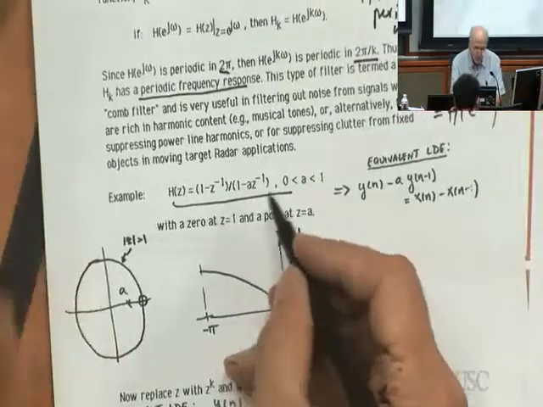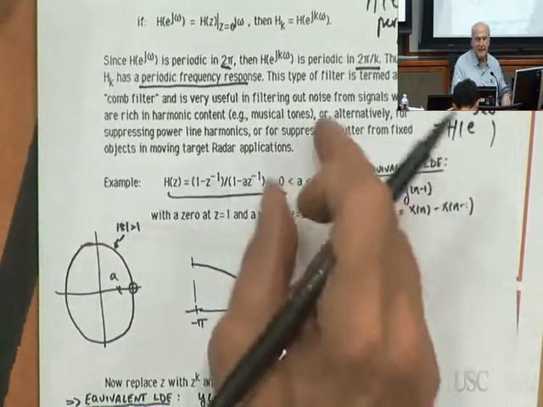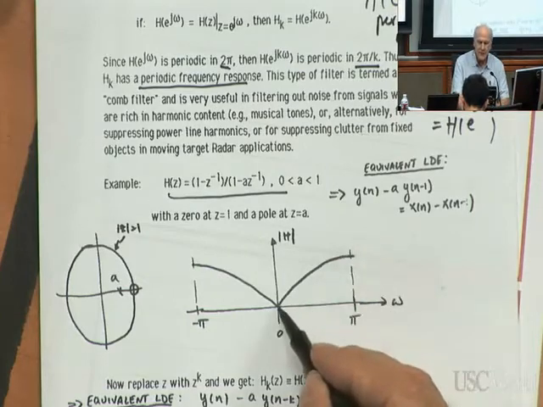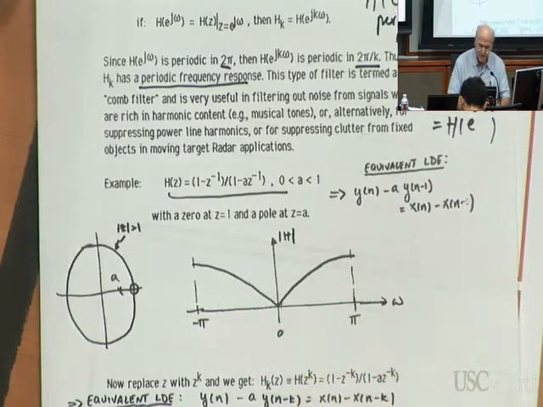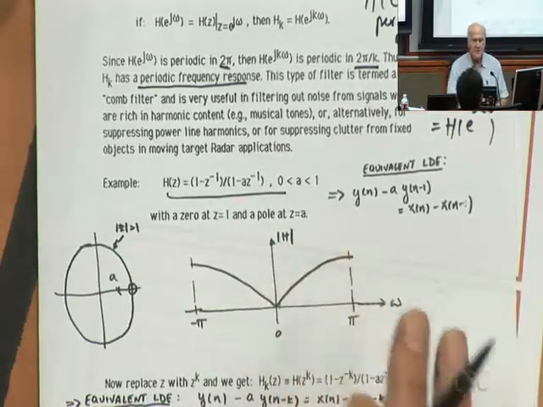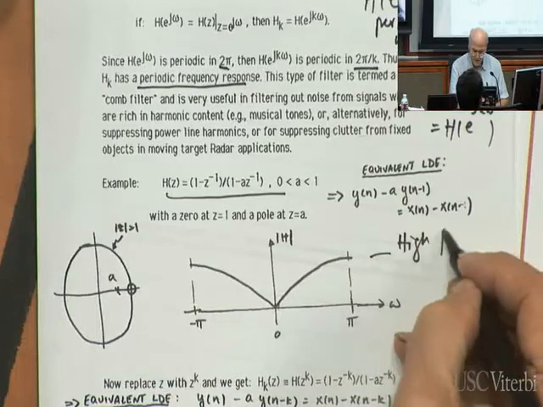H of z equals 1 minus z inverse over 1 minus a z inverse. Now, that is an example of our notch filter. It's just that omega naught is 0. So this is a notch filter at omega equals 0. It looks like this. That is the frequency response. So this actually could be thought of as a high-pass filter.